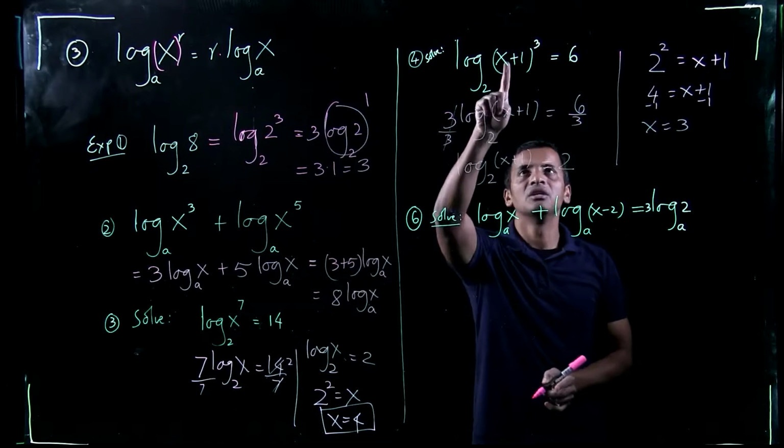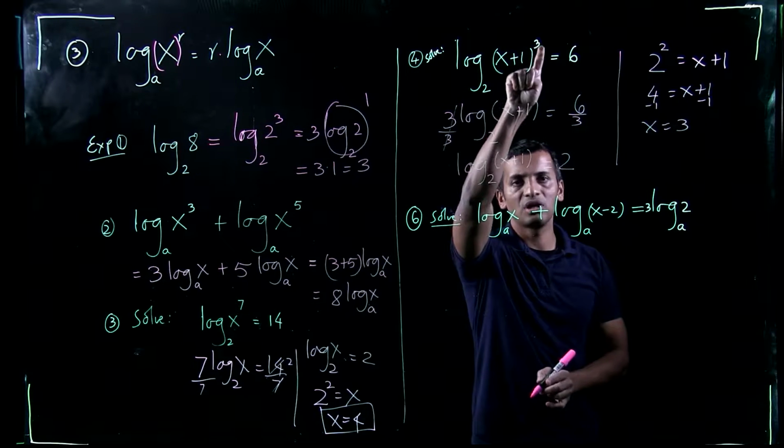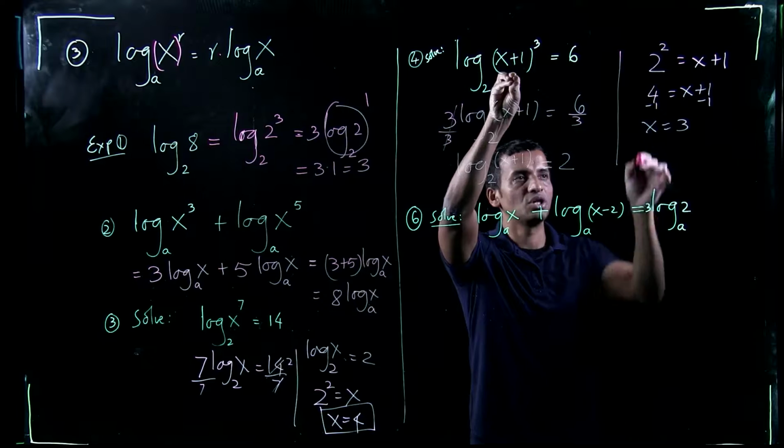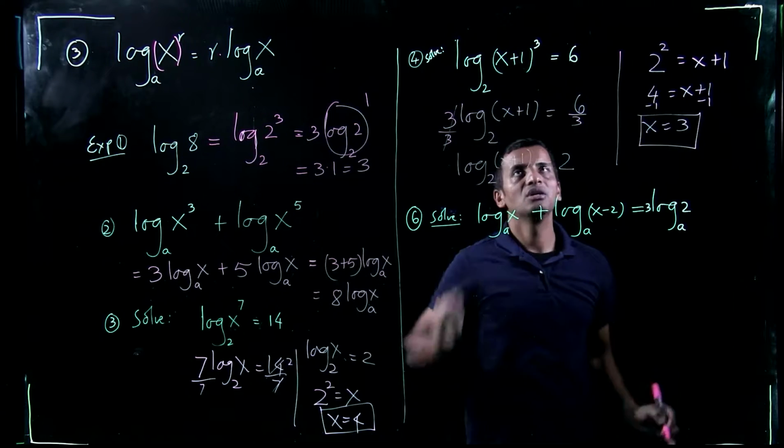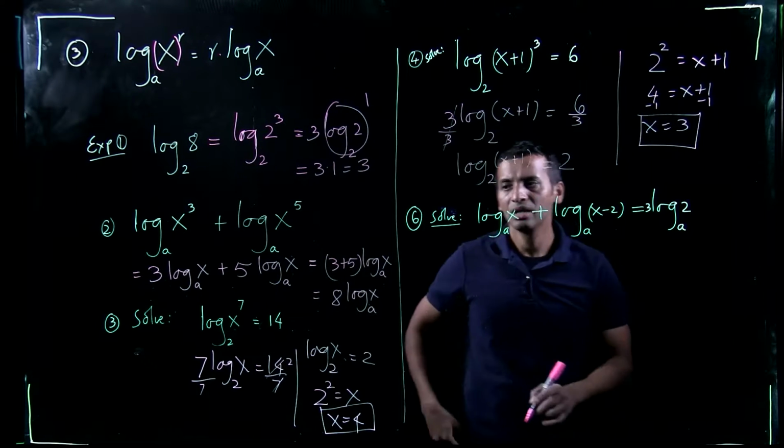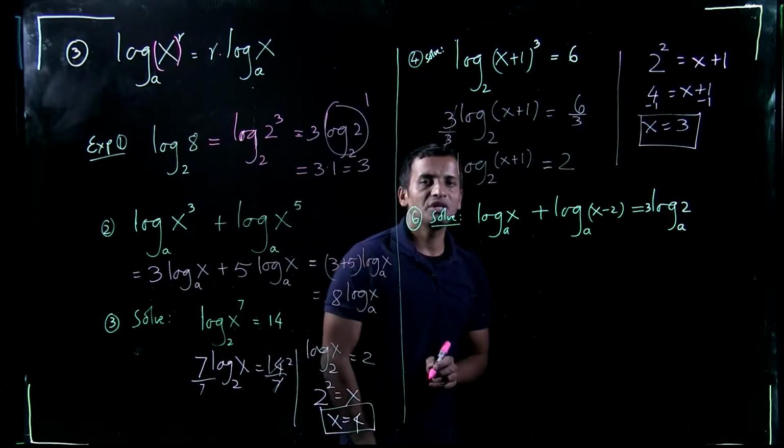Does this make sense here? 3 plus 1 is 4, which is positive. Log of a positive number is okay, so x equals 3 is the right answer, okay? Now let's do the last example here.